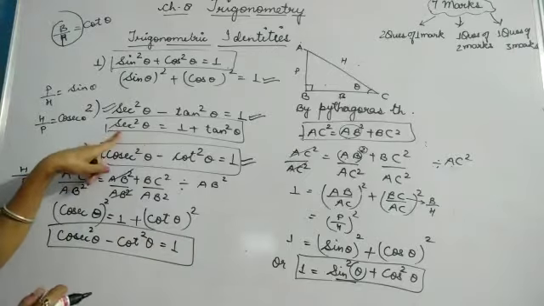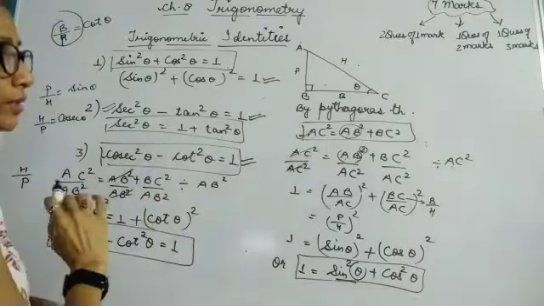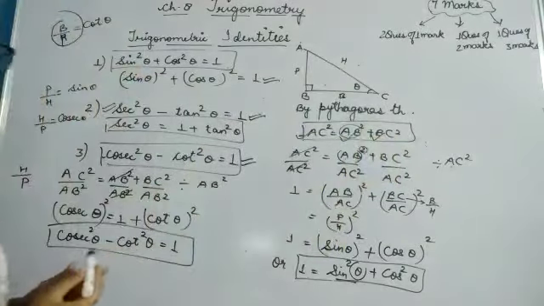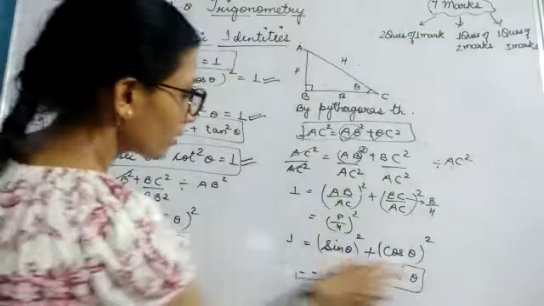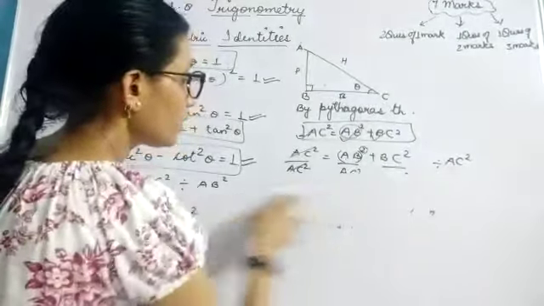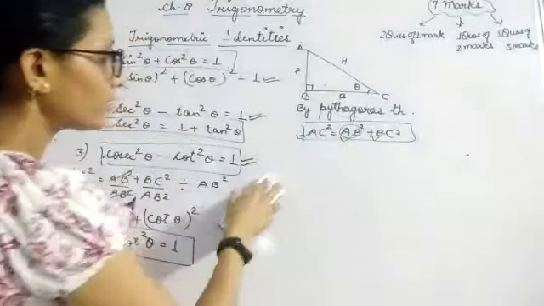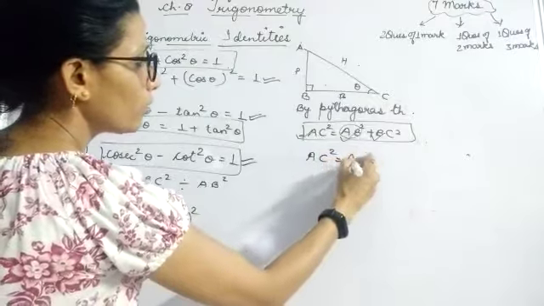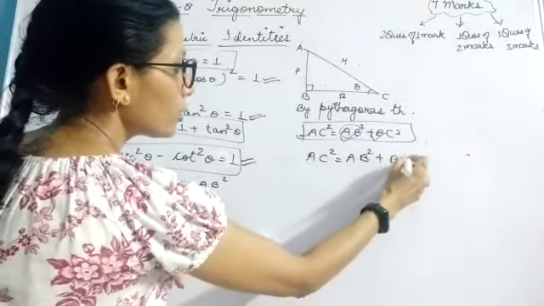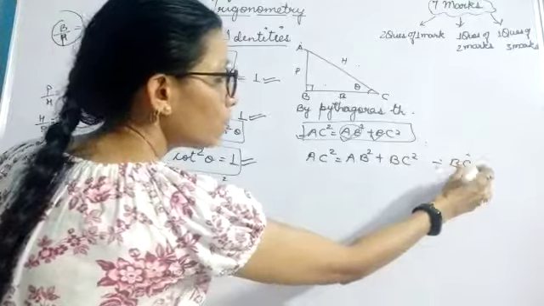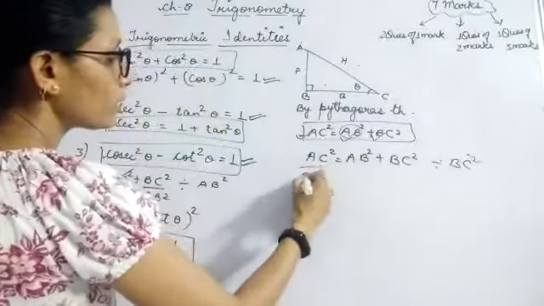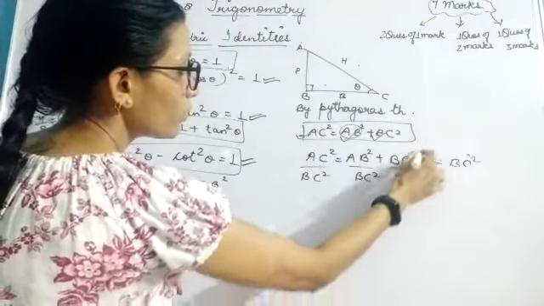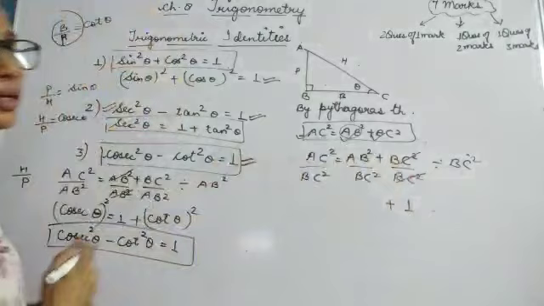Now see the last identity. Once I have divided it with AC, once I have divided it with AB, now I will be dividing it with BC. So I am just removing this from here and let's see the proof of the last identity. That means I am writing it again, AC square equal to AB square plus BC square. So divide it by BC square. So BC square, BC square and BC square, BC square and BC square gone. So here I will be getting 1.